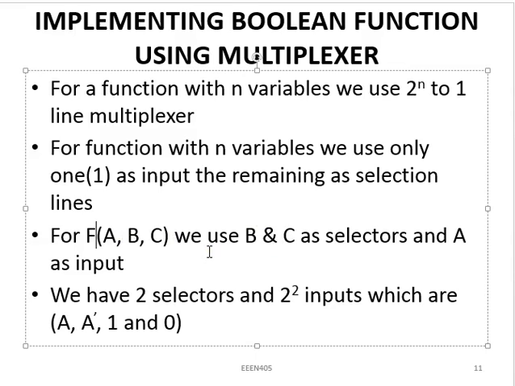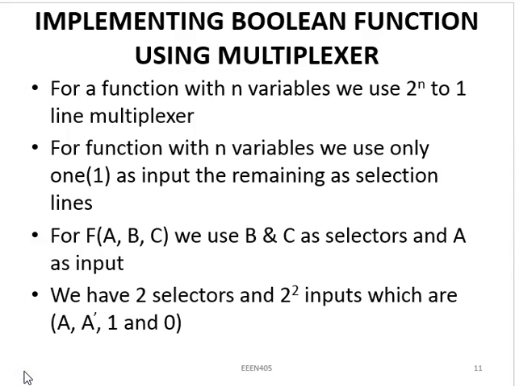And since we have 2 selectors, it means my inputs should be 2 raised to power 2, which is equivalent to 4. So this a must be able to deliver 4 different values. How do we get them? It can be the real a, it can be the complement, it can be 1, and it can be 0. A combination of these can give us the 2 raised to power 2 inputs we need at our input terminals.